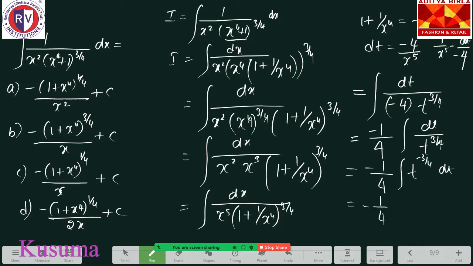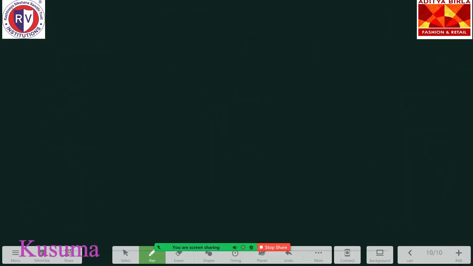So x to the power of n, how do you integrate? ಆ ಫಾರ್ಮುಲಾ ಇದೆ ಅಲ್ವಾ? Integration of x to the power of n dx will be x to the power of n plus 1 divided by n plus 1 plus c. ಹೌದಾ? So ನಮಗೆ ಇಲ್ಲಿ t to the power of minus 3 by 4, ಅದೇ ಫಾರ್ಮುಲಾ ಇದೆ. So integration ಏನಾಗುತ್ತೆ? t to the power of minus 3 by 4 plus 1 divided by minus 3 by 4 plus 1 ಆಗುತ್ತೆ. So ಇದನ್ನ simplify ಮಾಡಿದ್ರೆ we will get, simplify ಮಾಡಿ ಏನ್ ಬರುತ್ತೆ ಹೇಳಿ?